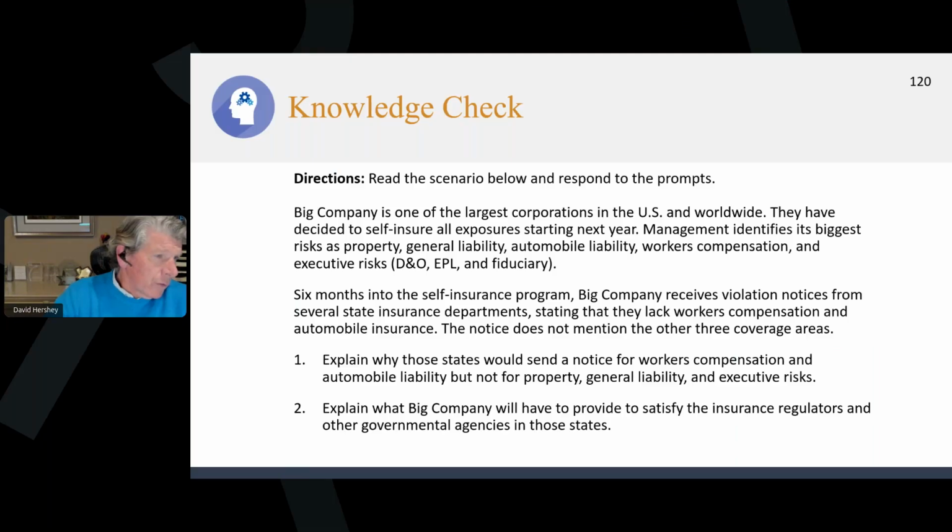Let's see. Mildred says you need to get a certificate of authority to operate as a self-insured entity. Yes, certificate of authority or permit, those are synonymous.